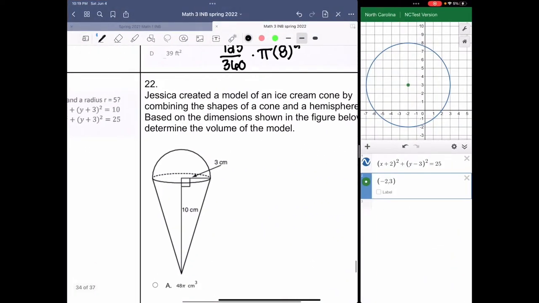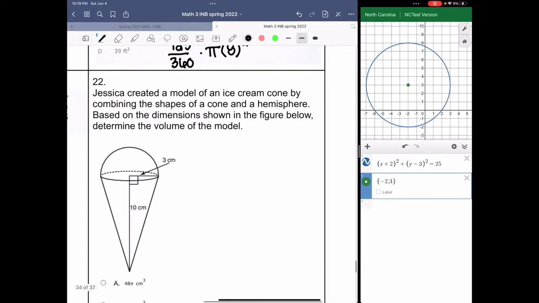All right, for 22, it says Jessica created a model of the ice cream cone by combining the shapes of a cone and a hemisphere, which is half a circle or half of a sphere. So, using the dimensions of the model, what is the volume of this? So, there's two things that we're going to have to do here. We're going to have the volume of a cone, and we're going to have to find the volume of the sphere, and then we're going to take the volume of the sphere and divide that in half because we only have half of one.